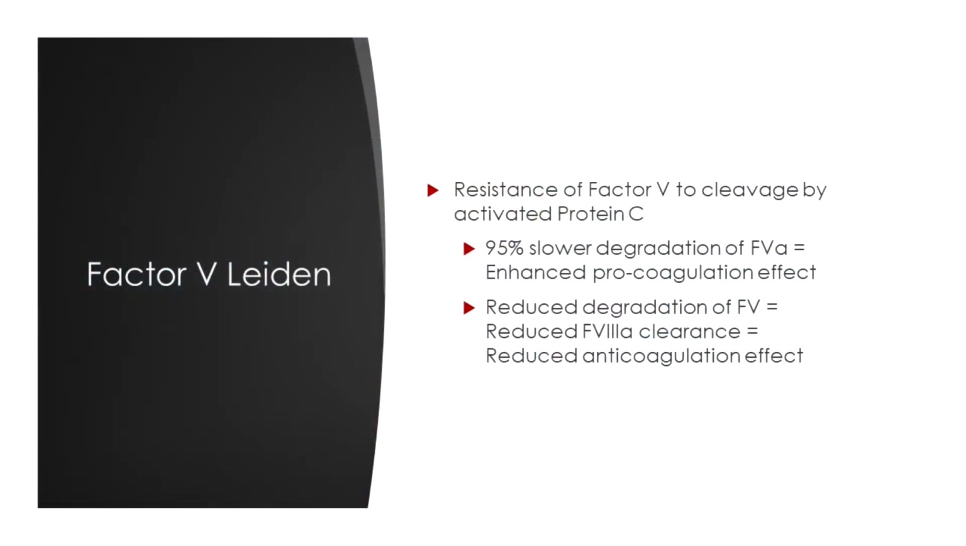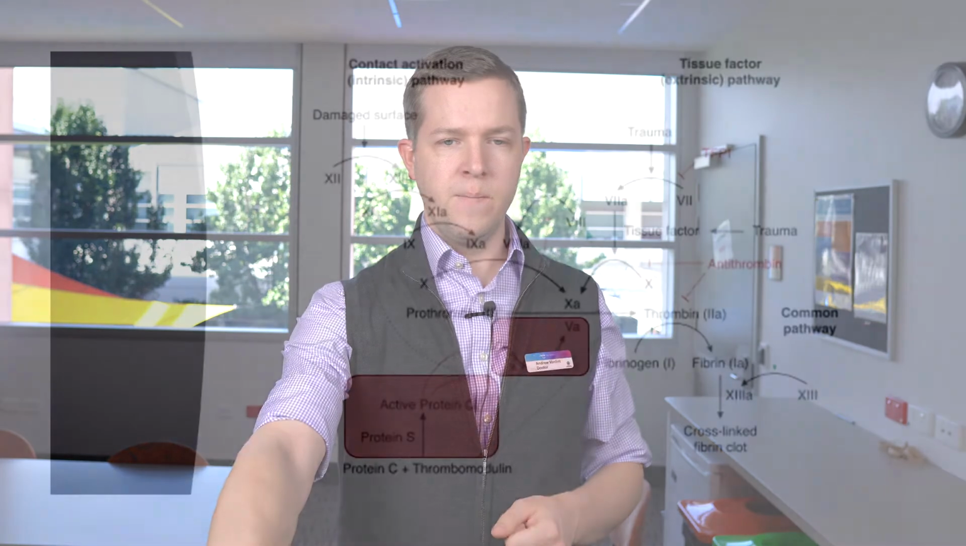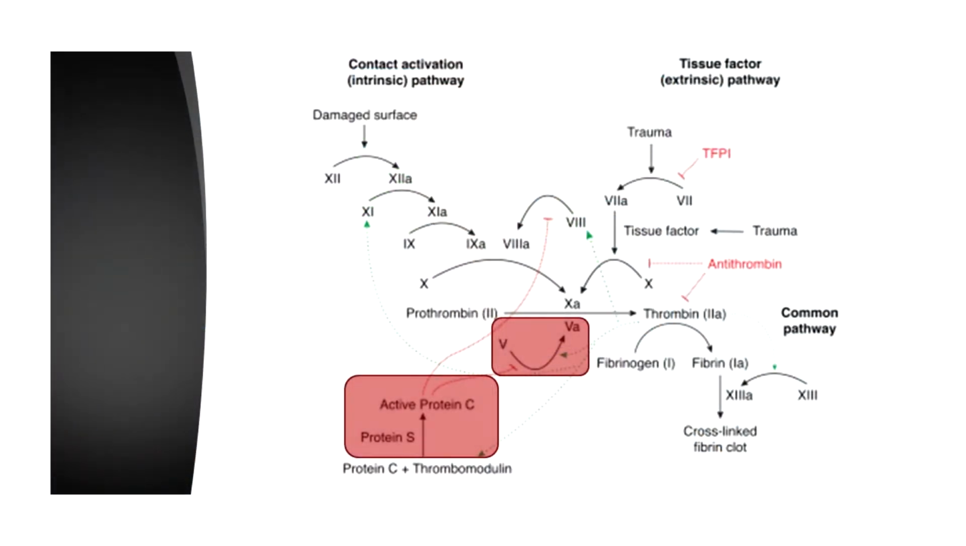And then there's also reduced degradation of that Factor V, the inactivated form, which means that you have reduced factor 8A clearance because of the role that it plays synergistically in there, and therefore a reduced anticoagulant effect. So not only are you having this prolonged procoagulant effect, you're also reducing the anticoagulant effect that's there. Here's the pathway, and here's the particular area that we're talking about. So protein C and protein S working together, and their main effect there is to cleave activated factor V. So within factor V Leiden, we've worked out the pathophysiology.